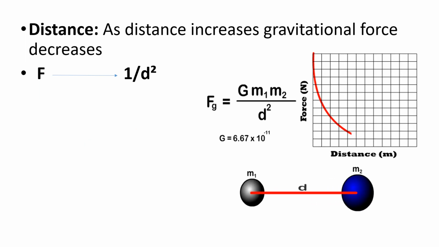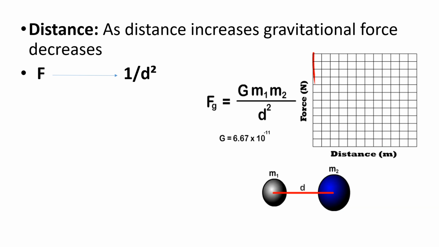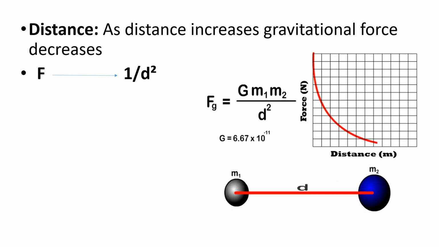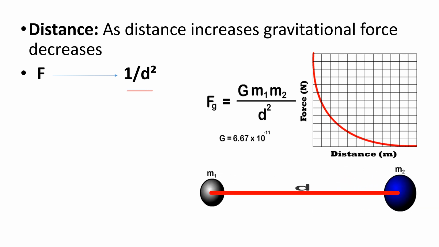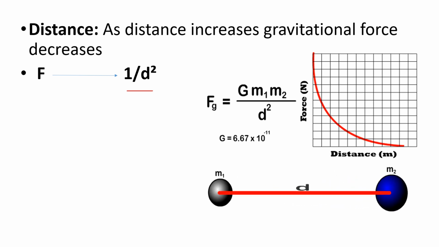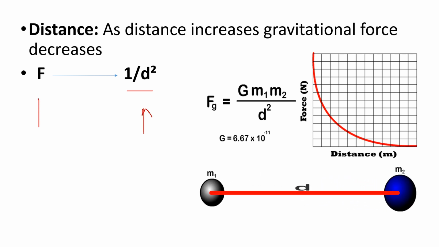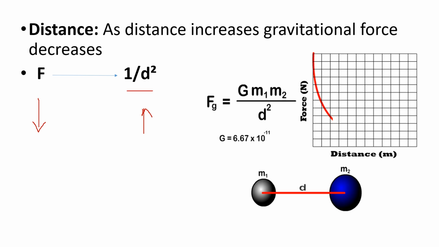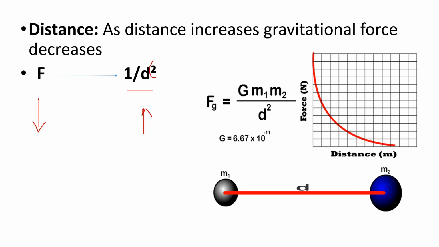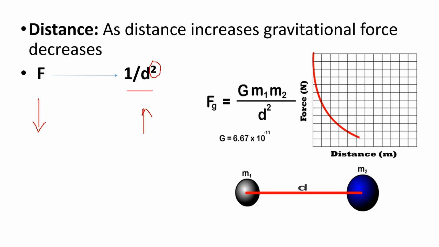So if you plot the force with the distance, this is how the graph looks. Now you know that the force is actually inversely proportional to the distance square, and that is the reason you get a curve, not a straight line. As the distance goes up, force goes down. The relation is inverse, but there is a square term over here, and because of the square term, you don't get a straight line, but you get a curve like this.